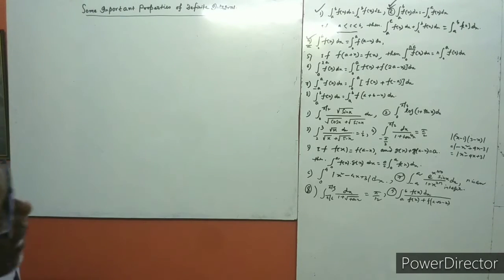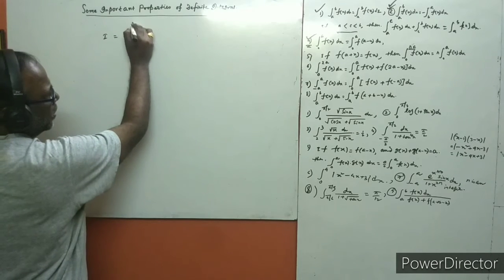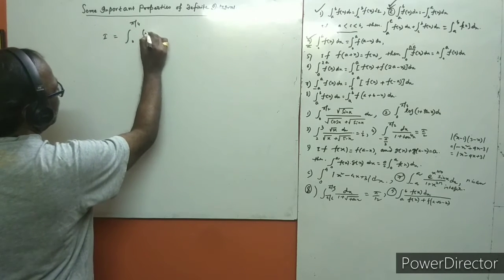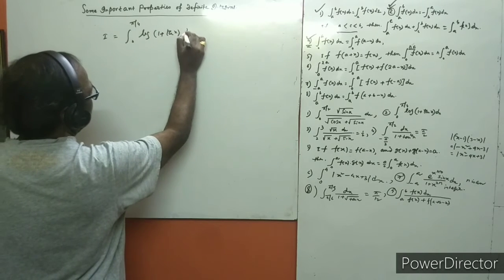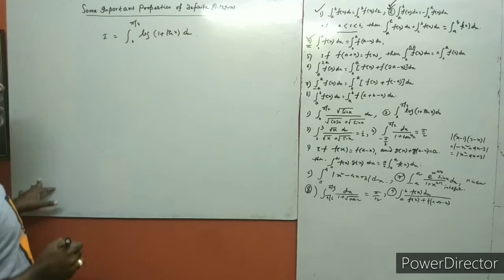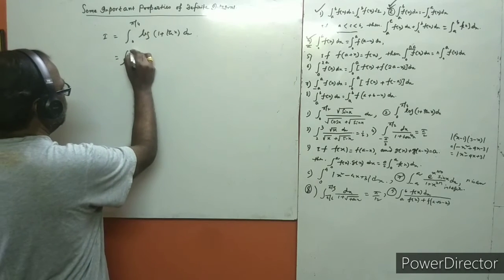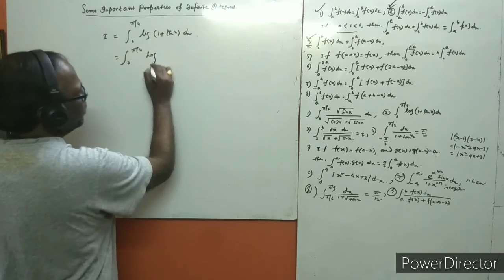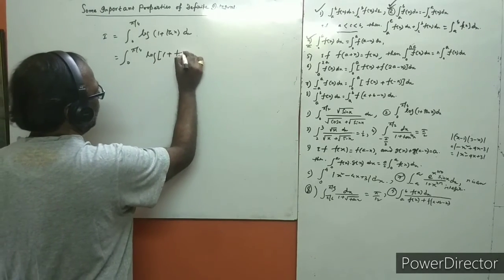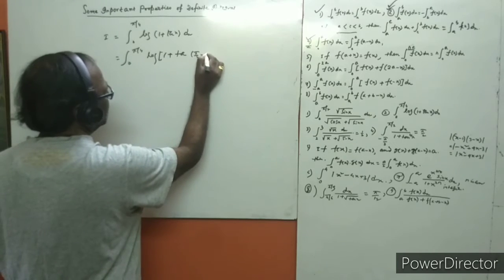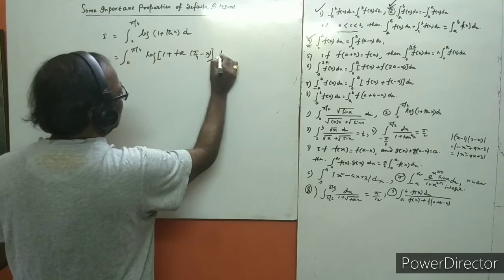Let us assume I is the integral from 0 to pi by 4 of log of 1 plus tan x. In a previous video, there was a discussion about this problem. Again, the limits are 0 to pi by 4, so I apply the fourth rule: replace x with pi by 4 minus x, giving 1 plus tan of pi by 4 minus x.